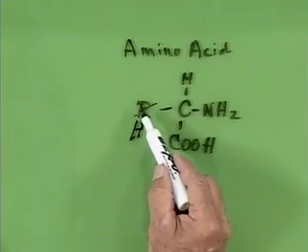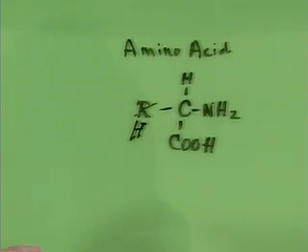And by replacing this R with different things, we end up with about 20 different amino acids that are found in the body. About 8 of those are considered essential amino acids because they cannot be synthesized by our body, and we must take them in through our diet, in the foodstuffs that we eat. The other amino acids found in the body we don't have to have in our diet because our body can make them from other products and perhaps form them from other amino acids.